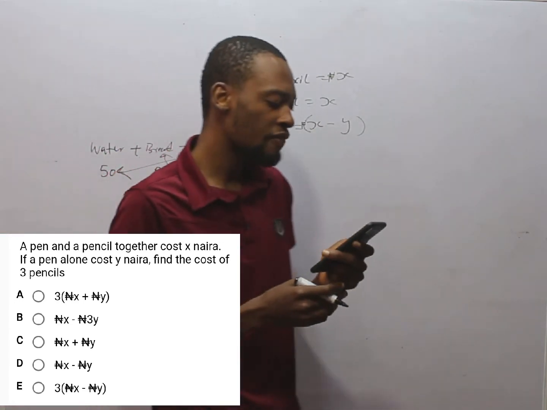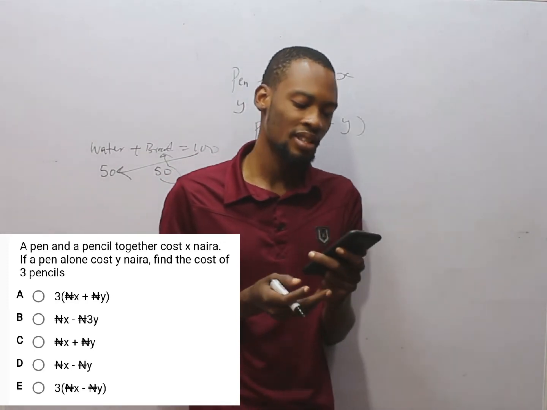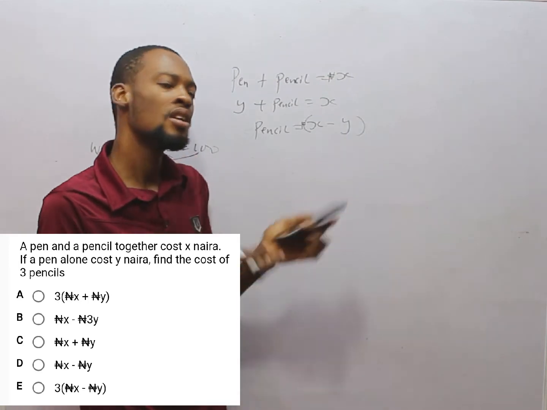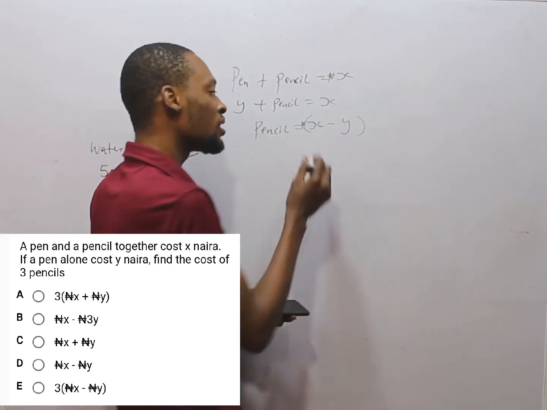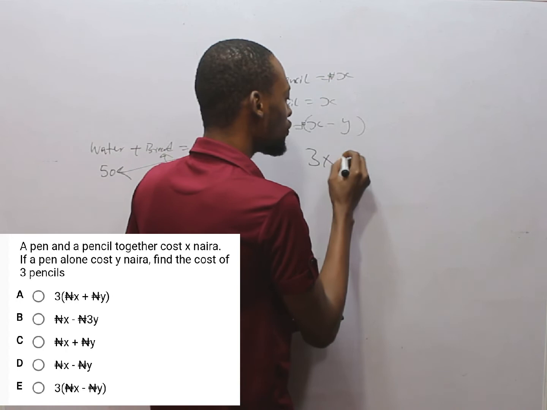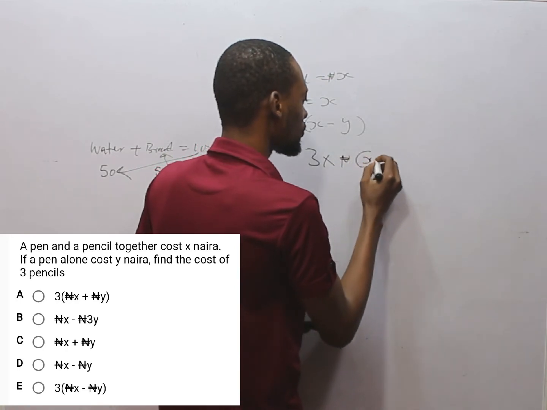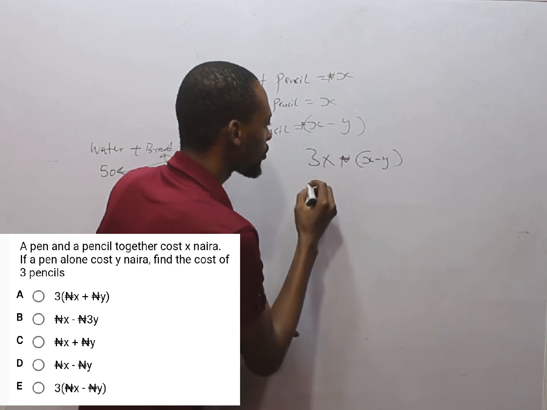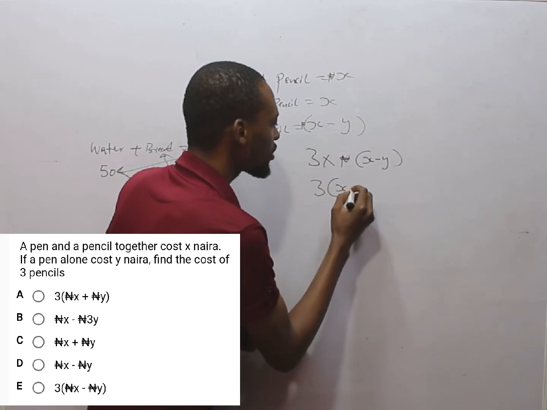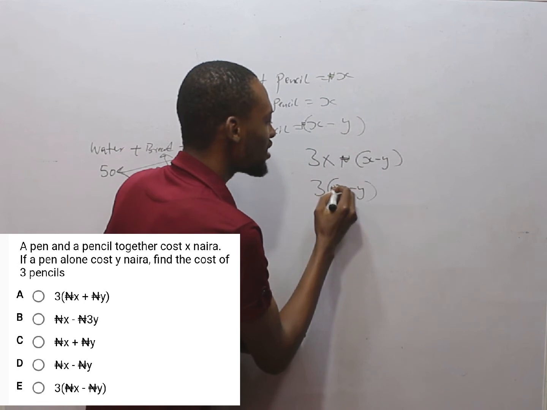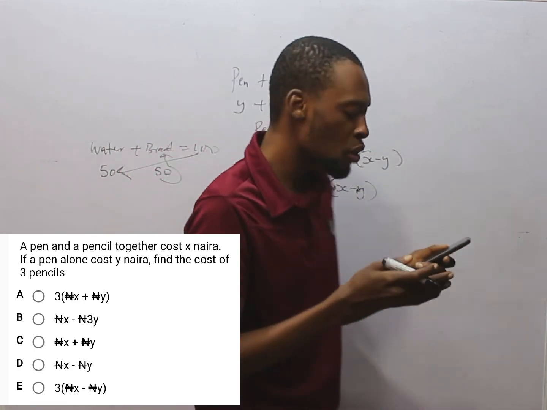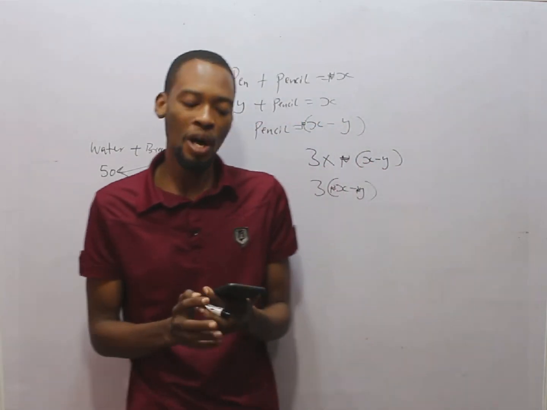And the question says find the cost of 3 pencils. It did not say the cost of 1. The S minus Y here is the cost of 1 pencil. The cost of 3 pencils will simply be 3 times the cost of 1. That will simply be 3 times S minus Y, where this is S naira, this is Y naira. Anyhow you choose to put it. So option E is the correct option.